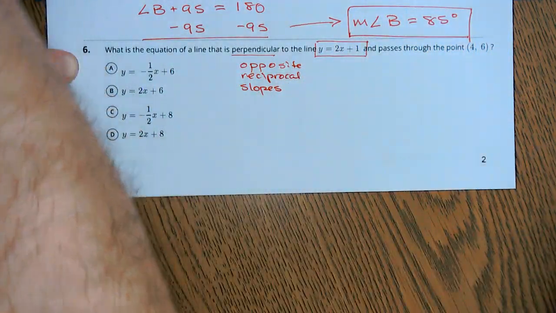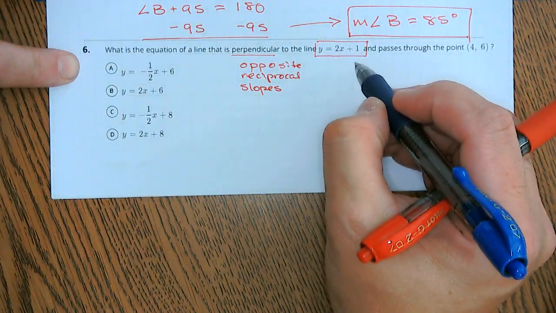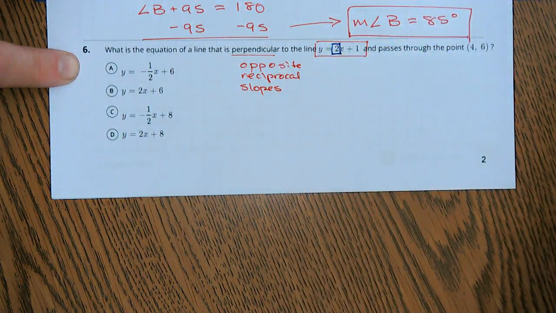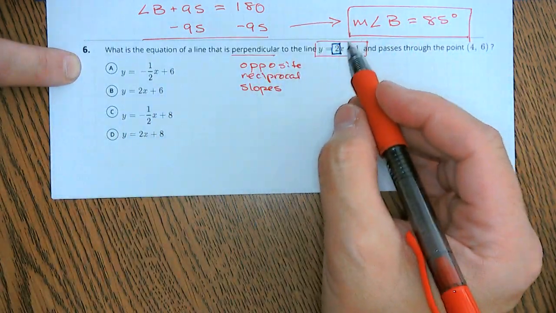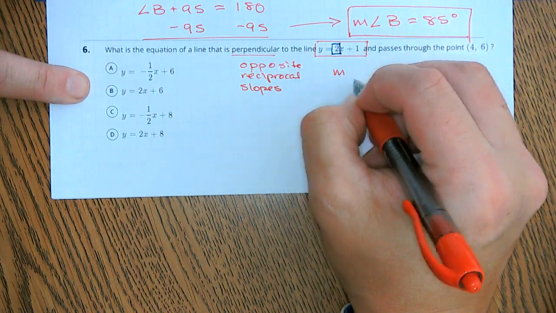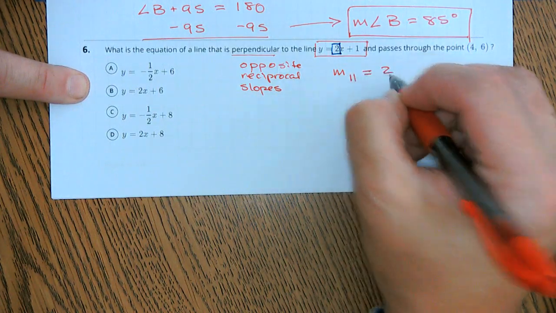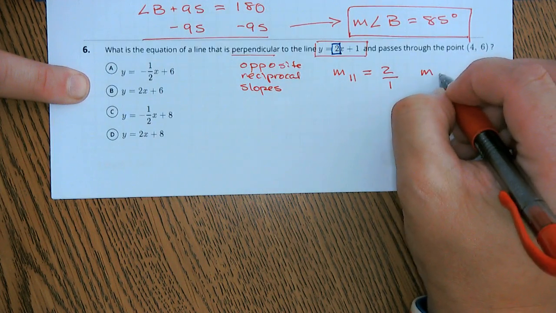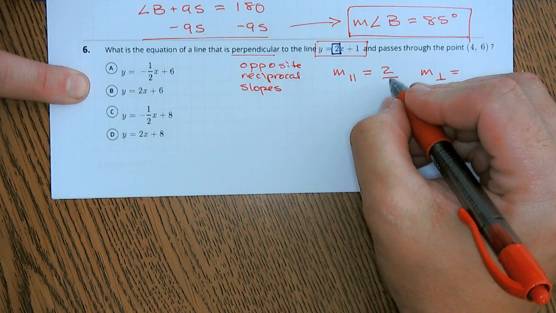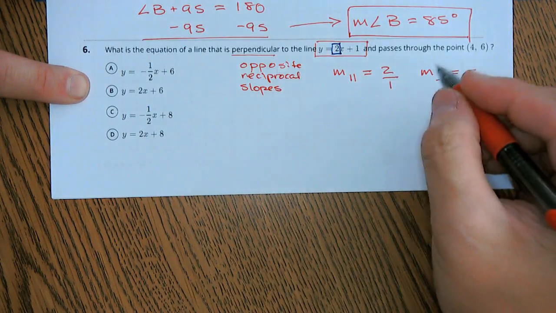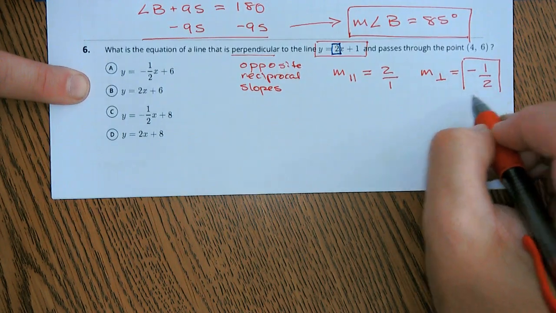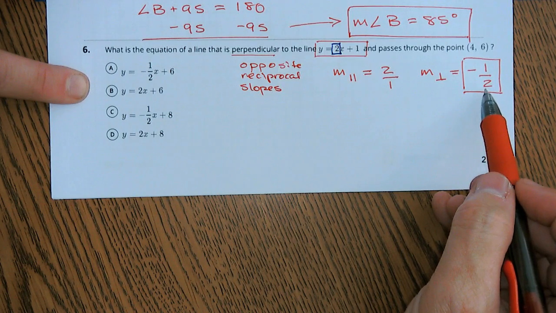So right now we can see that from our slope-intercept form, y equals mx plus b, with m being our slope, in this particular case, we have a slope of 2. Let's think about what the opposite reciprocal of that is. If the original slope is 2, or 2 over 1, our perpendicular slope is going to be the opposite sign. In this case, it's negative, and instead of 2 over 1, it's 1 over 2. So we need a slope of negative 1/2.